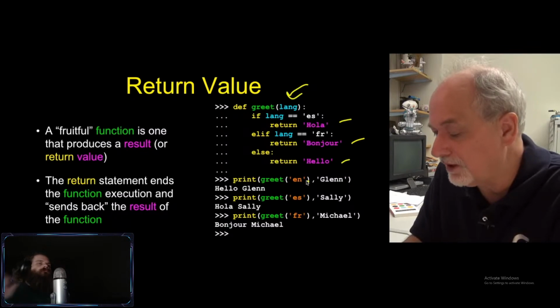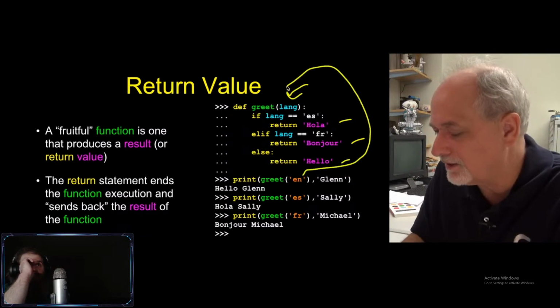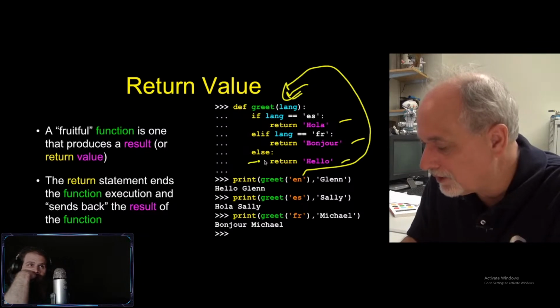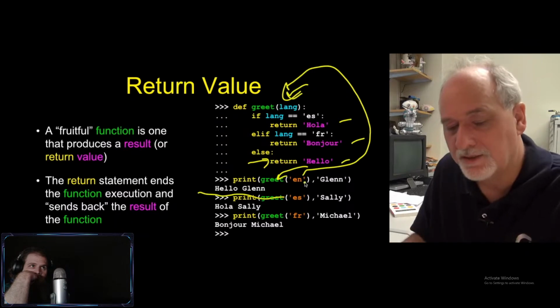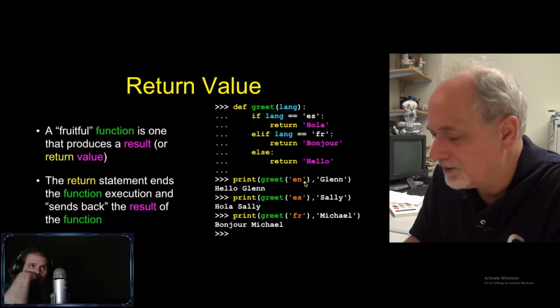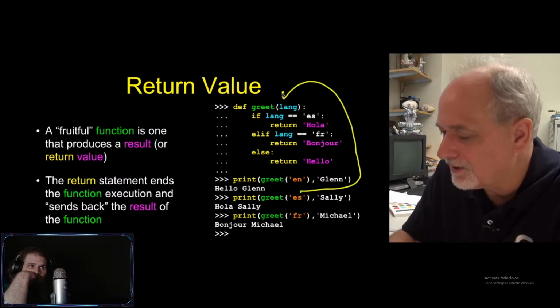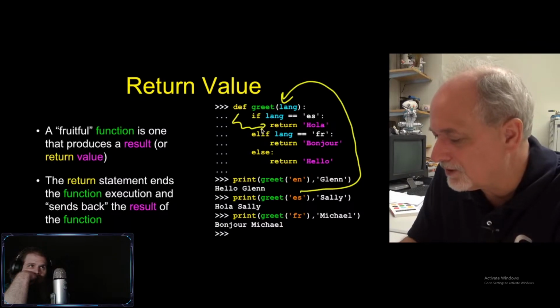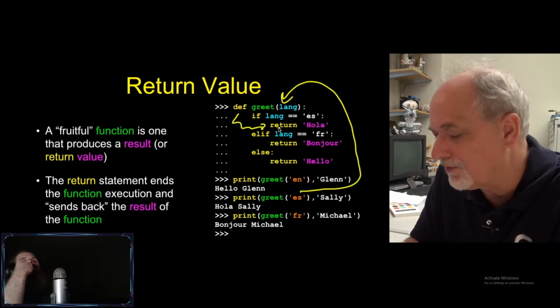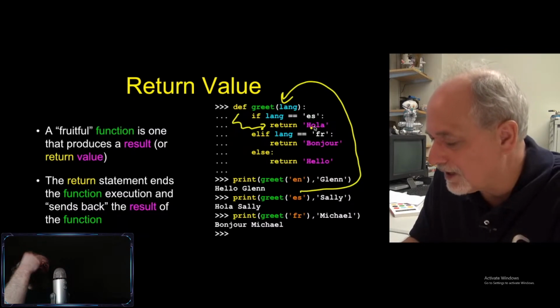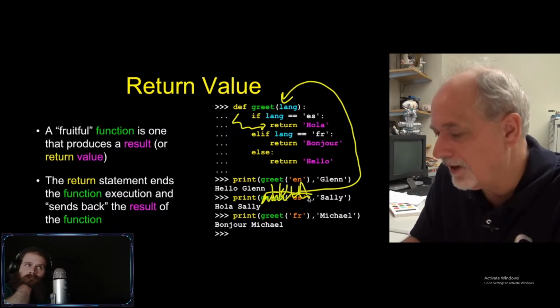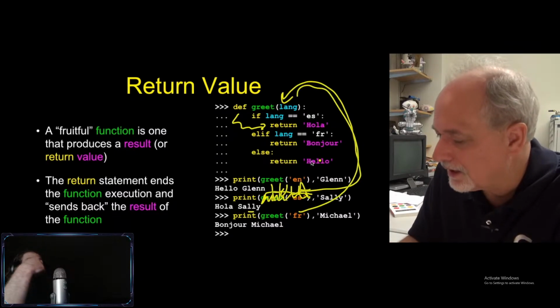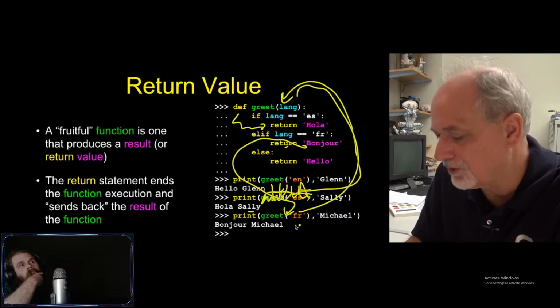So now we say print greet en, so it runs the code once, lang is en, and then it runs this code, and the residual value is hello, so it says hello Glenn. And similarly, when it runs this code, it passes es in as lang, it runs through, and it runs this statement. If there were more statements, it wouldn't run them as soon as this return runs. That says that this bit right here is now hola, so hola Sally. And the same with French, it goes in, runs again, out comes the return statement, and then bonjour Michael.